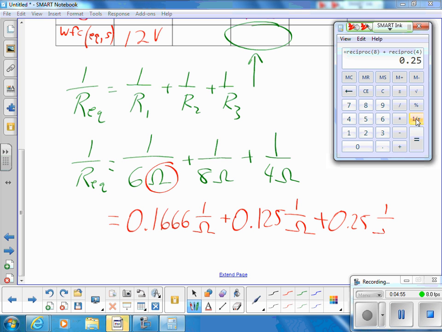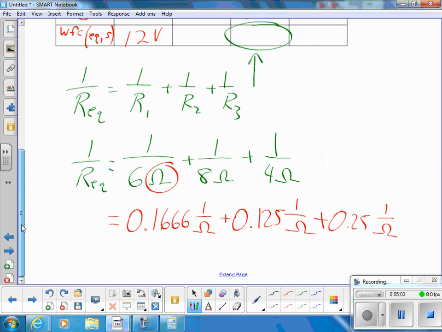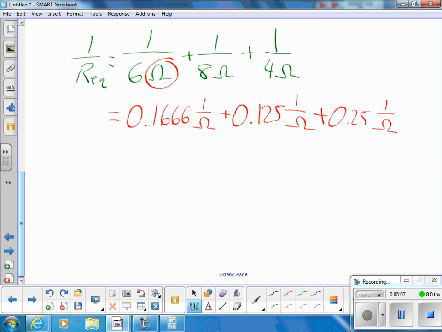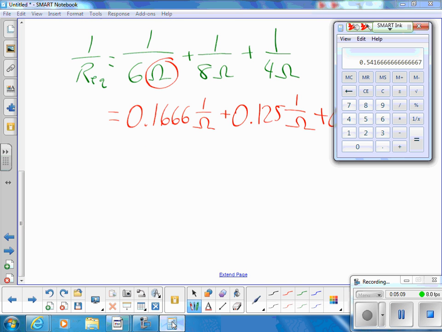0.251 over ohms. And I'm going to hit equals, because those three added up to R. I got to get myself some more paper here. Okay, those three added up. Where'd it go? Is 0.5417 equals 0.5417, 1 over ohm. Okay, that is not the answer yet, because that is 1 over REQ.